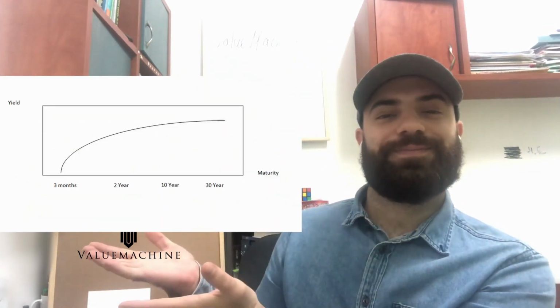So the normal state of the yields would be that the 10 years will be higher than the 2 years, and the 2 years yield will be higher than the 3 months, and the 30 years yield will be higher than all of them. So if we would draw a yield curve, it would look something like this.